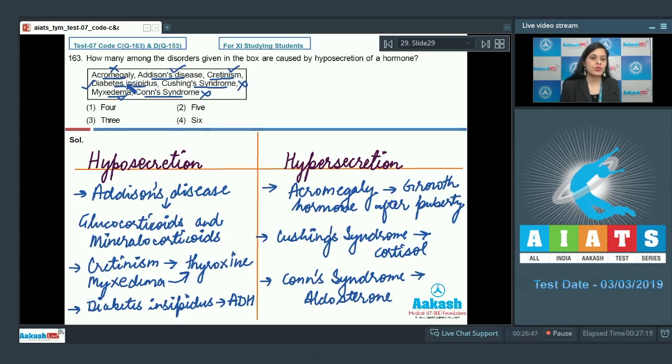So how many among the given options? 1, 2, 3 and 4 are the disorders which are caused by hyposecretion of hormones. So the correct answer to this question is option number 1, 4. Addison's disease, cretinism, myxedema and diabetes insipidus are the disorders which are caused by hyposecretion of hormones. So the correct answer is option number 1. Let's discuss our next question.